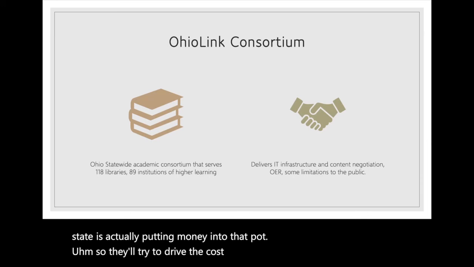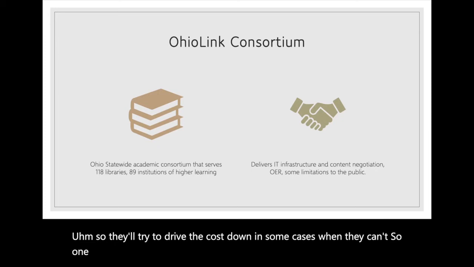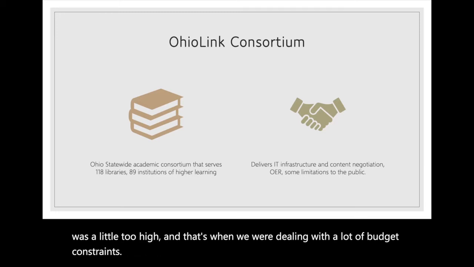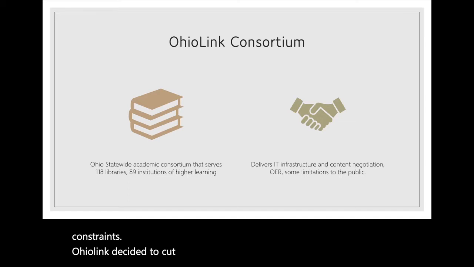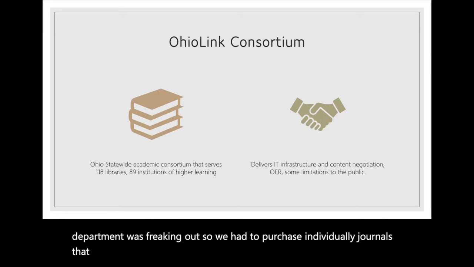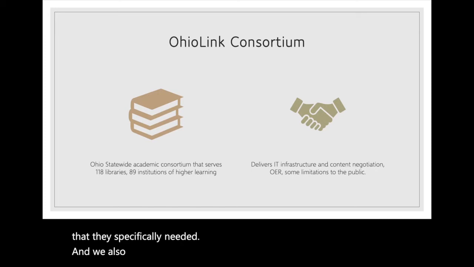And in some cases, when they can't, so in one example, going back to the Royal Society of Chemistry, their prices were a little too high, and that's when we were dealing with a lot of budget constraints. OhioLink decided to cut ties with them. However, our chemistry department was freaking out, so we had to purchase individually the journals that they specifically needed. And we also use interlibrary loan.